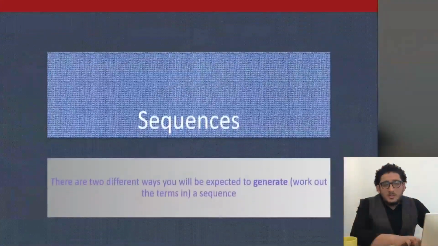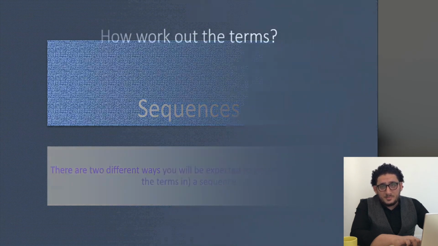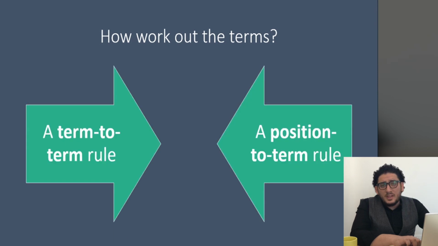Today, we are going to study, or rather complete studying, generating sequences. Before, we studied sequences, and I think all of us know something about it, and this is the good thing. In any sequence, we have two different ways to generate the terms of a sequence. The word generate, of course, means work out the terms. So, how do we work out the terms of any sequence? We have two ways: a term-to-term rule and a position-to-term rule.